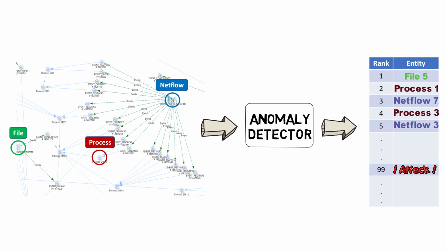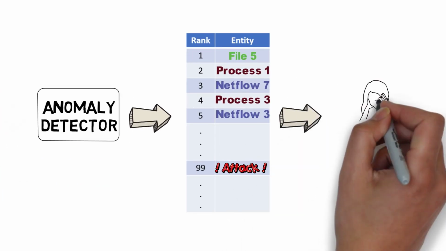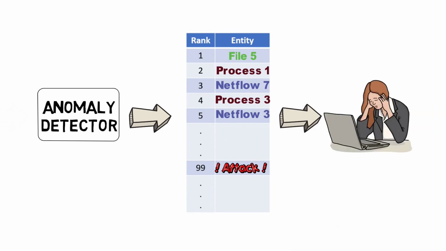Unfortunately, anomaly detectors in general produce a lot of false positives. For example, in the ranking, we can see the first attack entity is ranked at 99, and all the other entities before that are actually benign. A domain expert or a security analyst typically goes through the rank list from the top and examines each entity to verify whether they are actually malicious.